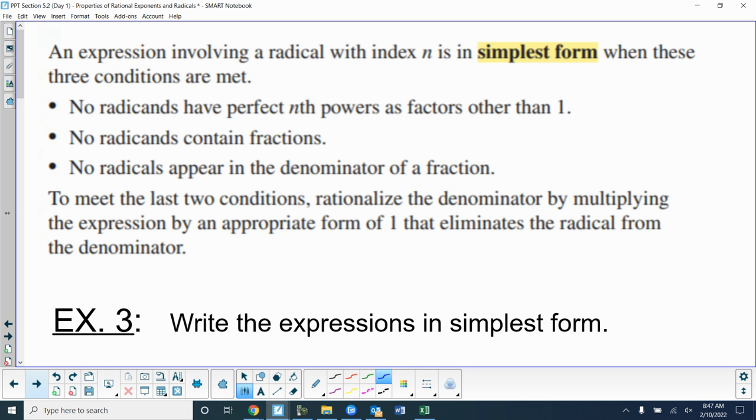All right, so the expression involving a radical with index n is in simplest form when these 3 conditions are met. No radicands, that means the number under the radical sign, have perfect nth powers as factors, like perfect squares or perfect cubes or perfect fourths, right? No radicands contain fractions. You can't have a fraction under there. It's got to be a whole number. No radicals appear in the denominator, right? Not allowed to have radicals in the denominator. We talked about that earlier with square roots, right?